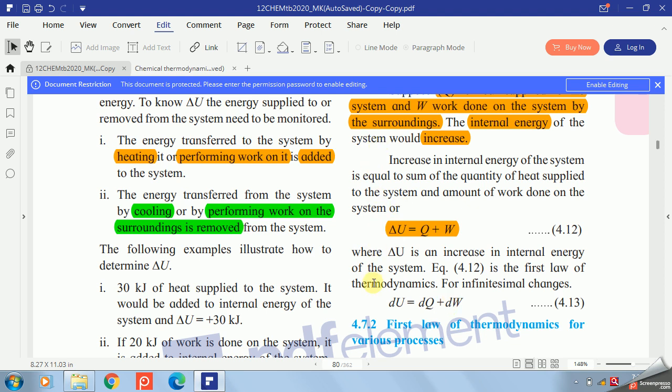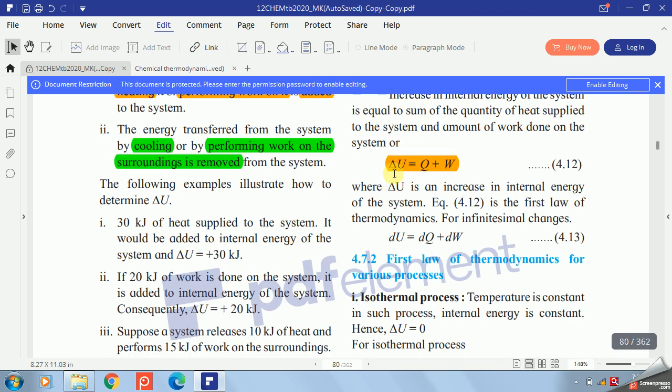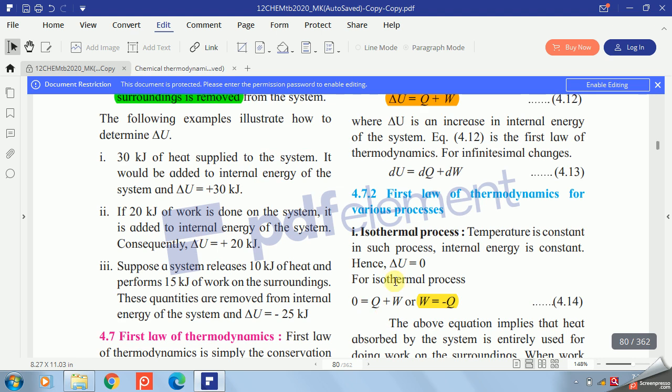So you have to write all these things when the question is to write the expression for the first law of thermodynamics in mathematical way, or write the mathematical equation of the first law of thermodynamics. Then next is the first law of thermodynamics for different processes. So one more question is there: express the first law of thermodynamics for various processes. Sometimes processes are given, or only this question is mentioned. Then you write the statement of the first law of thermodynamics in mathematical form, delta U is equal to Q plus W. Then you have to mention different processes.